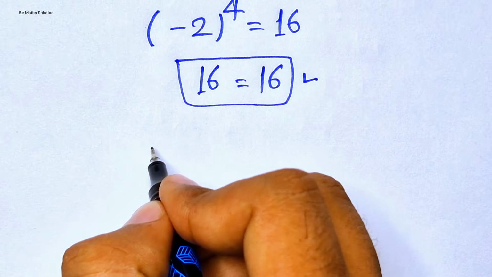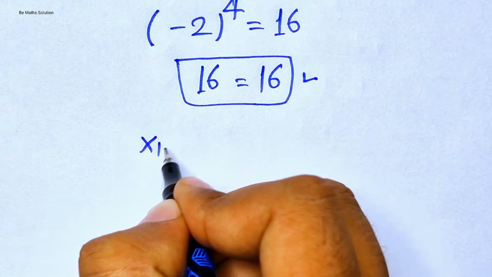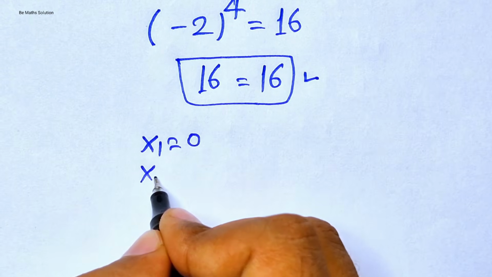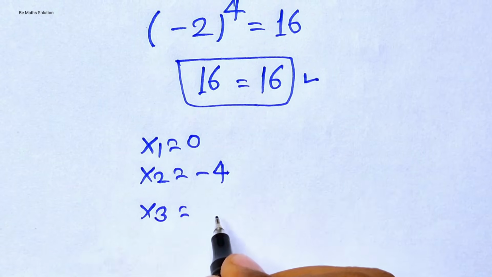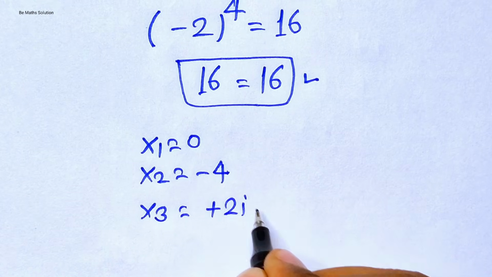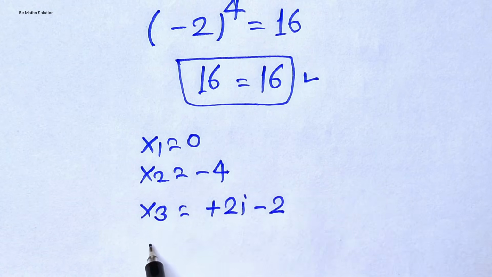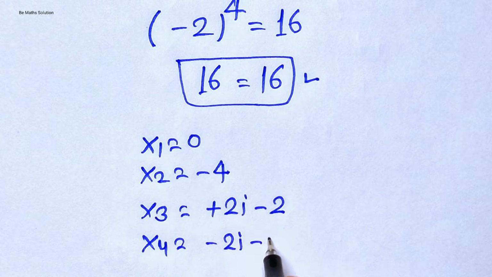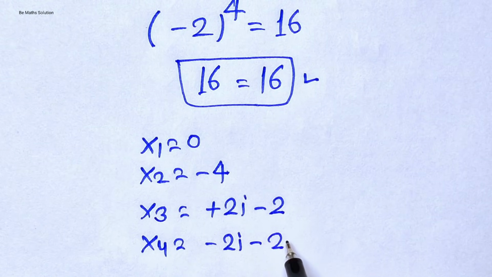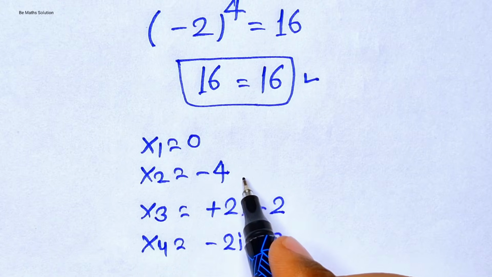Now all these solutions: this x1 is equal to 0, this x2 is equal to minus 4, this x3 is equal to plus 2i minus 2, then this x4 is equal to minus 2i minus 2. These are complex solutions and these are real solutions.